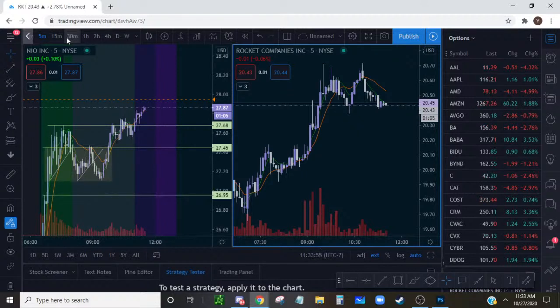CZR. There goes RKT. RKT, recover that. Not gonna cap.